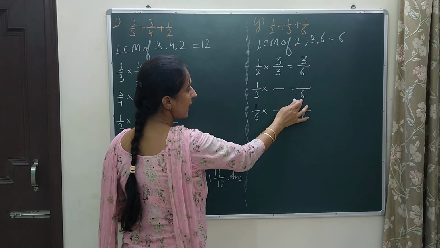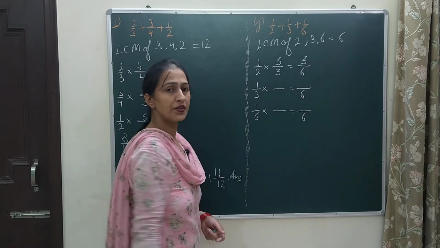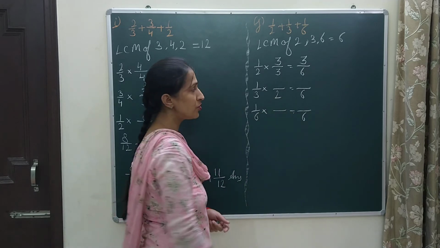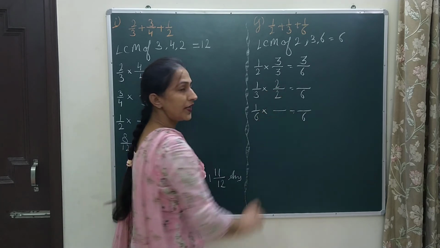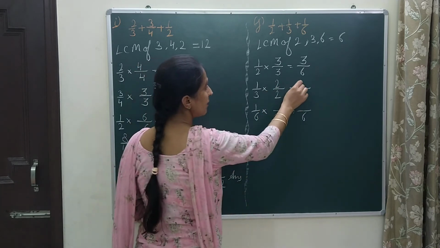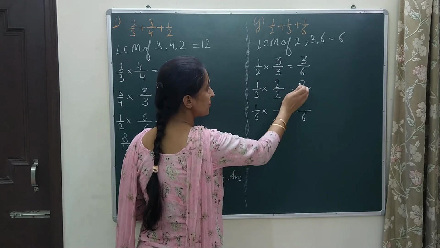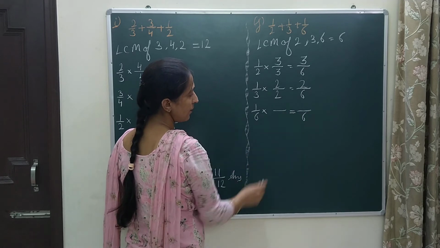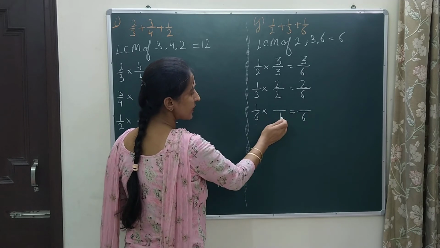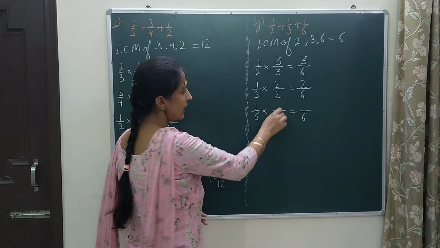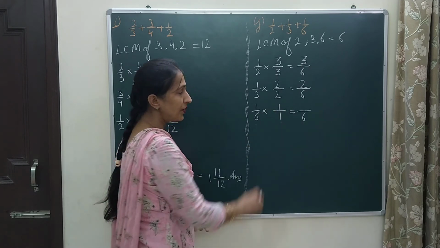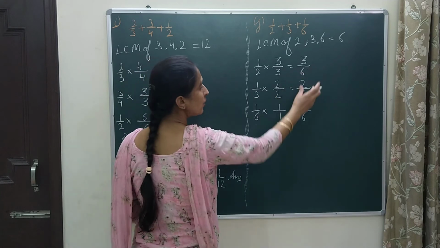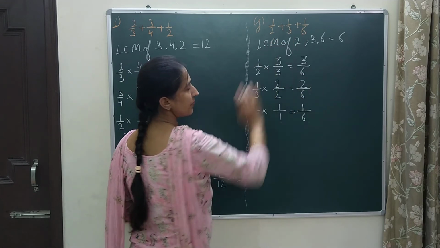In the same way, 3 is here, and we need denominator 6. So by which number should I multiply here? That number is 2, and the same number I will write here in the numerator, and my new numerator will be 1 cross 2, 2. Here if we see, the denominators are already the same, so I will write 1 because 6 cross 1 will be 6, and the same number I will write here in the numerator, and 1 cross 1 will be 1. Now I have 3 new equivalent fractions for the given fractions.